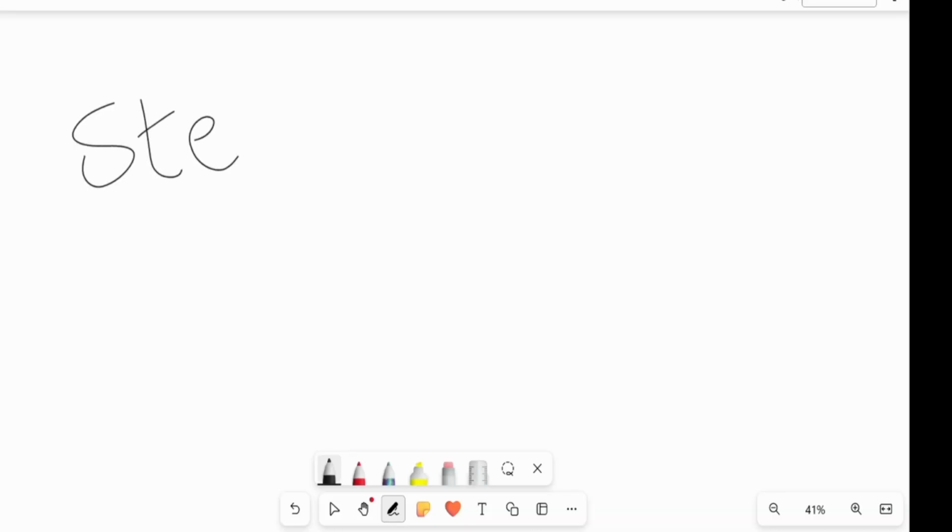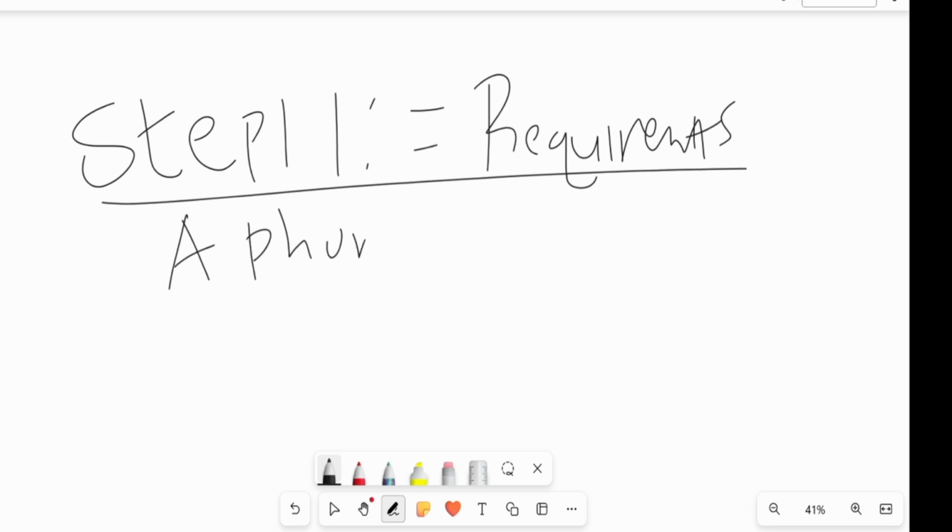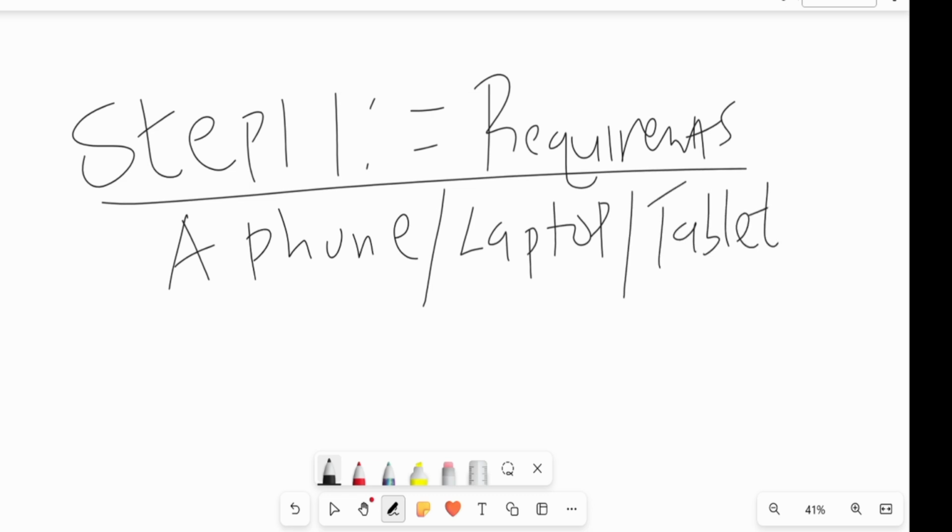Step 1 is the requirements. In the requirements, you need a phone, a laptop, or a tablet. So this is your trading workstation.